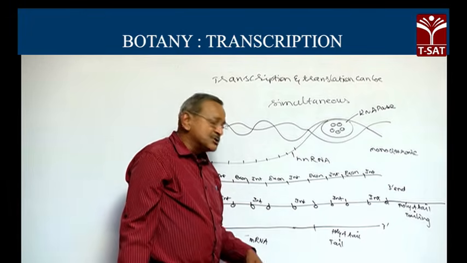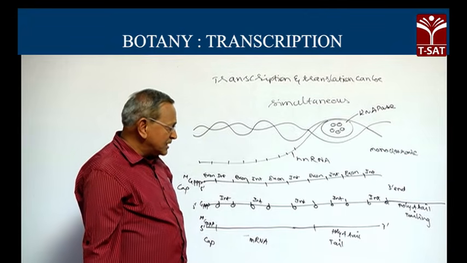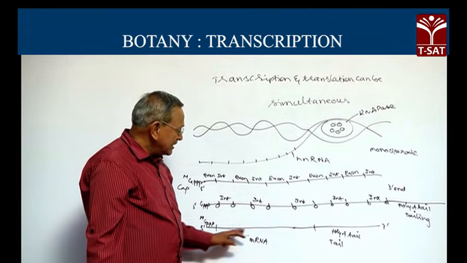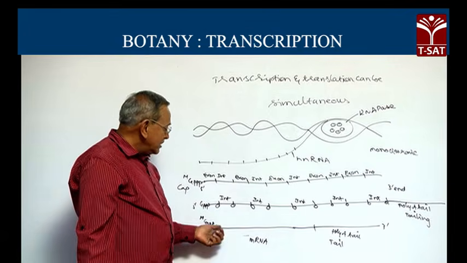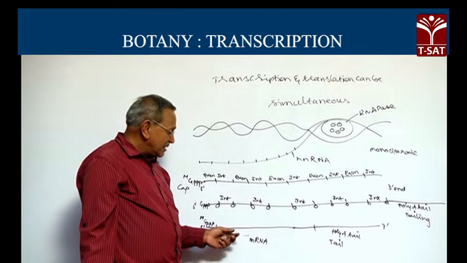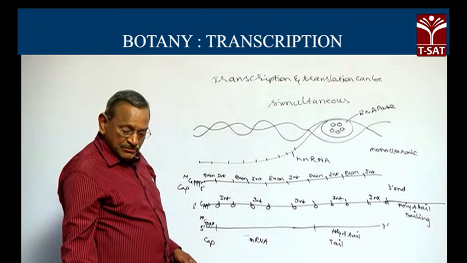Poly A tail gives protection from exonucleases of cytoplasm, and this is translated inside endoplasmic reticulum, rough endoplasmic reticulum.